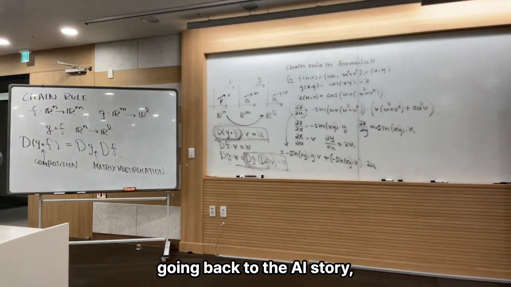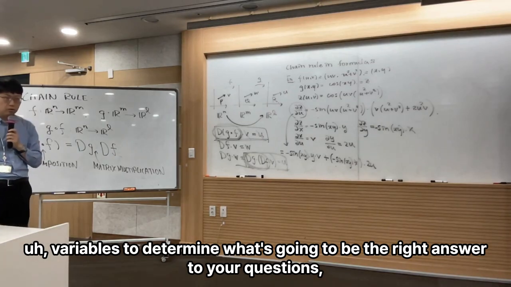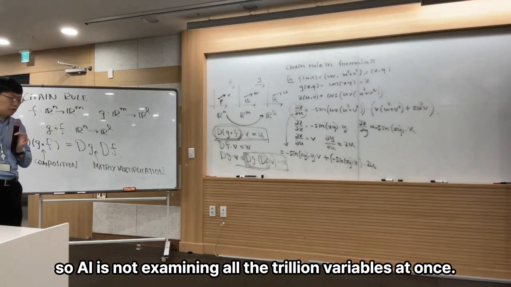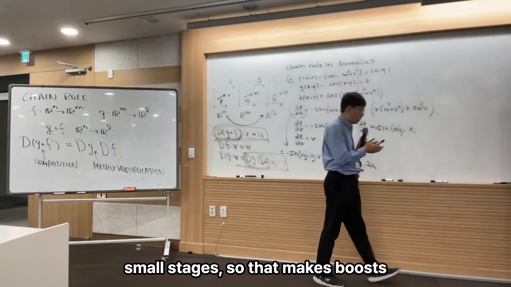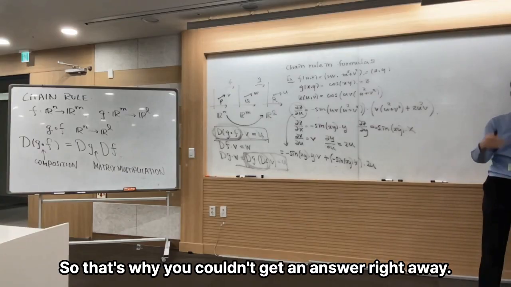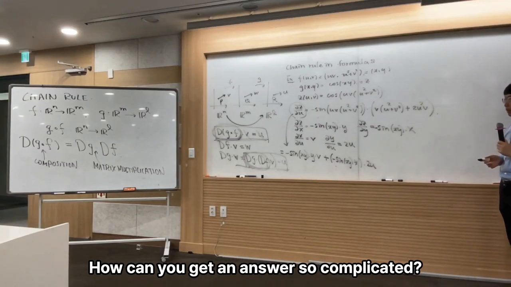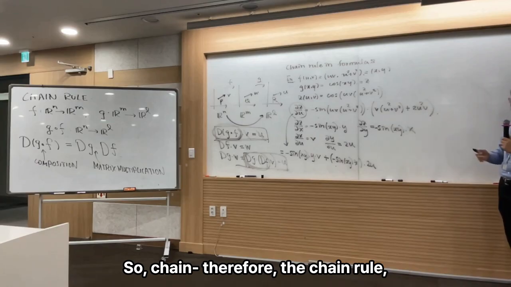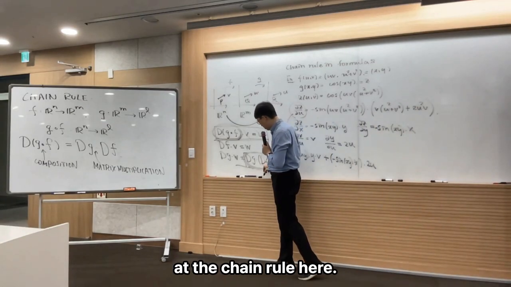So again, going back to the AI story, you have a trillion variables to determine what's going to be the right answer to your questions. So AI is not examining all the trillion variables at once. They are splitting it into several small stages, so that it boosts the computational speed. That's why you couldn't get an answer right away. How can you get an answer so complicated? So therefore, why the chain rule here? That's why we're looking at the chain rule here.